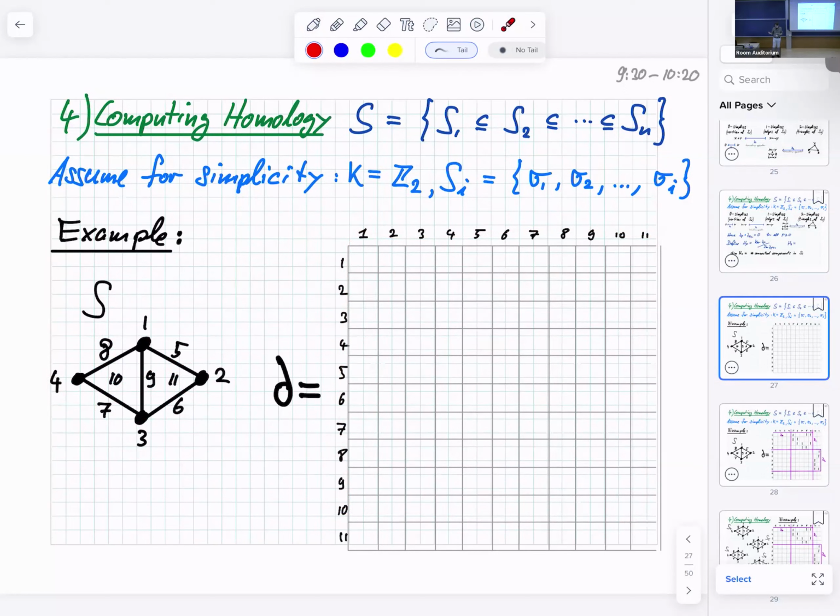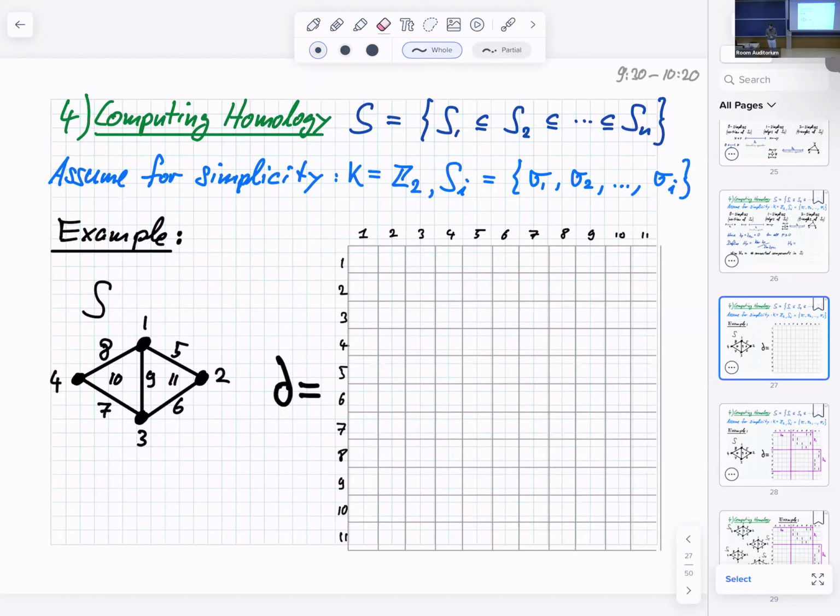What is delta doing? So delta zero is doing nothing. Delta zero sends everybody to zero. So what is the matrix representing delta zero? It's all made up of zeros. I don't write it down.